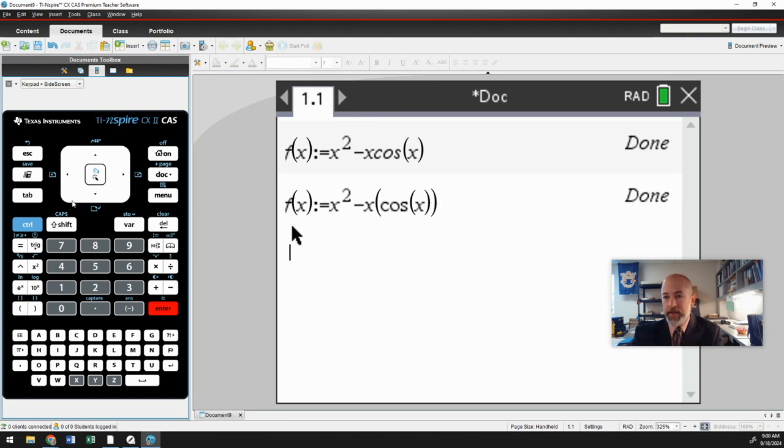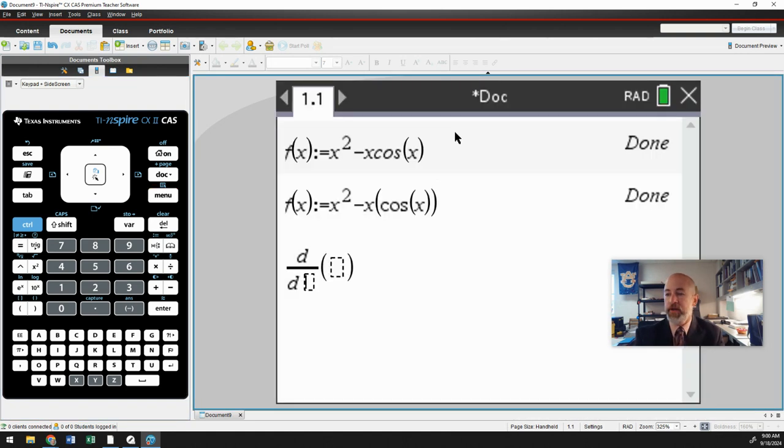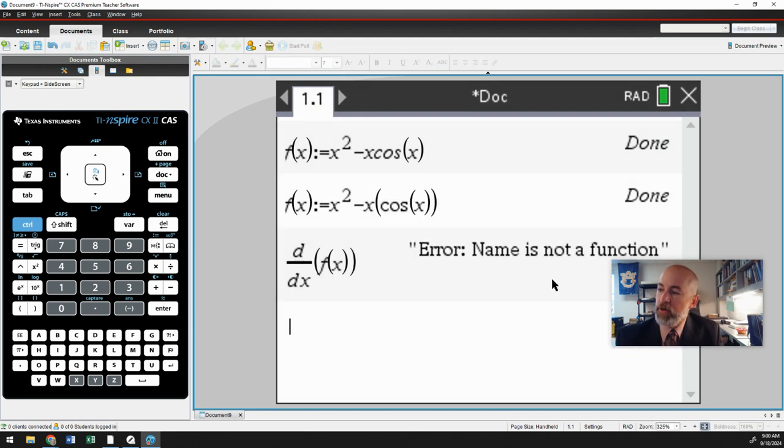It says done. And once again, when I try to find the derivative, I'll go menu, derivative, with respect to x of f of x. It now tells me that the name is not a function. And again, we need to learn how to talk to our calculators. The calculator is not seeing x times cosine x. The calculator is seeing that x the same way you see the f right here before the x.